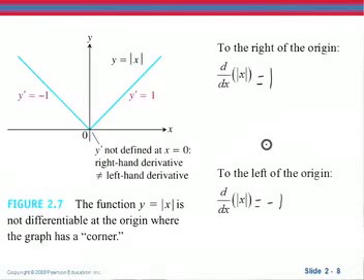This function is not differentiable at the origin, at 0, because the left-hand derivative and the right-hand derivative are not equal. So this function is not differentiable at 0. We can look at this and see that it has a corner at 0, and any graph that has a corner will not be differentiable at that corner.